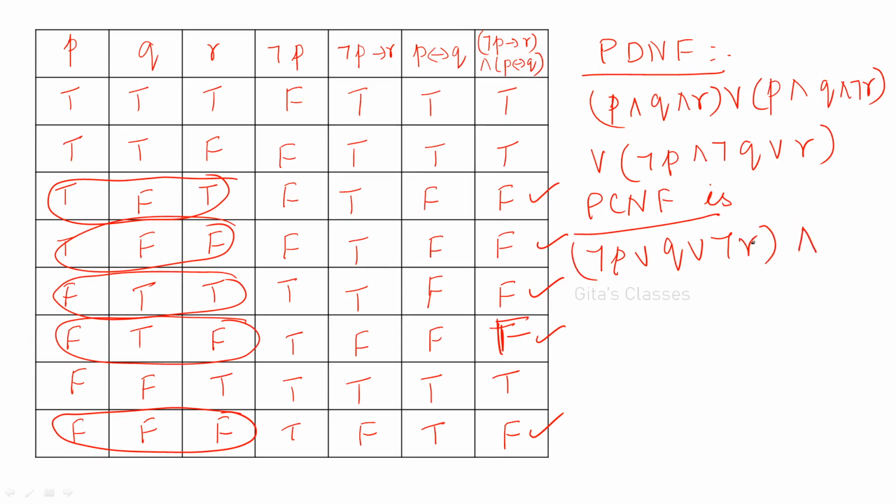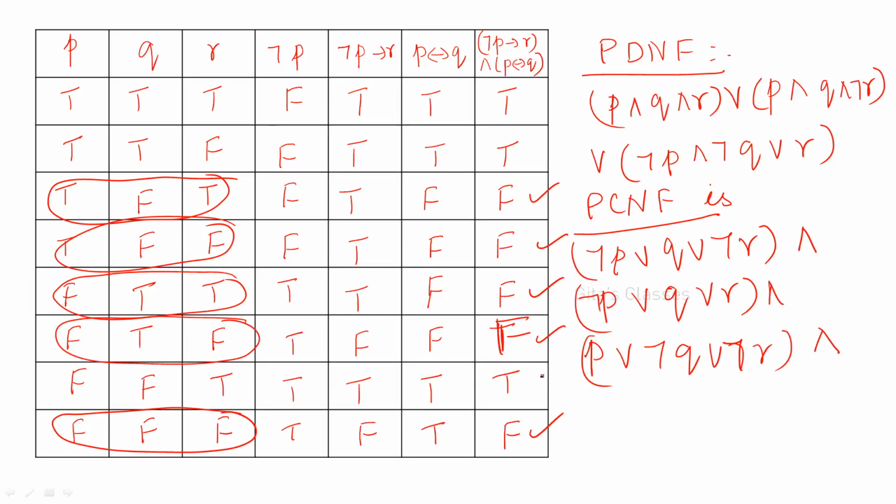and because it is conjunction of normal max terms. So next is negation of P or Q or R, and P or negation of Q or negation of R, and negation of P, next is P or negation of Q or R, and P or Q or R. This is our PCNF.